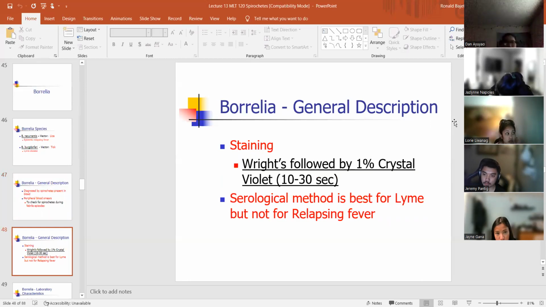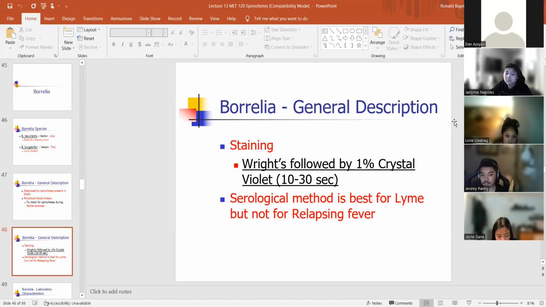For staining, you want to do your typical Wright stain for CBC, but you follow it with 1% crystal violet. So there's an additional step to enhance the visibility of the organism on the peripheral blood smear. The peripheral blood smear is your typical Wright stain, but if you're suspicious for any kind of Borrelia infection, then you follow it with crystal violet for 10 to 30 seconds and rinse.